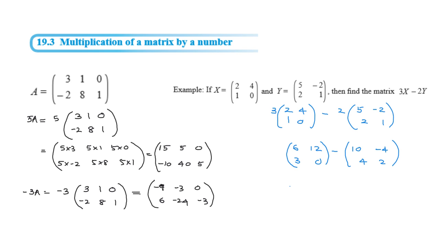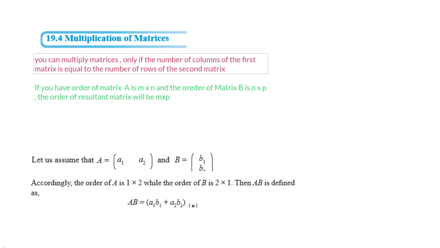6 minus 10, that is minus 4. 12 minus minus 4, it becomes plus. 12 plus 4, that is 16. 3 minus 2 is 1, 0 minus 4 is minus 4... So this is your answer: minus 4, 16, minus 1, minus 2. This is your 3x minus 2y. Okay, kids, now you can try exercise 19.3.